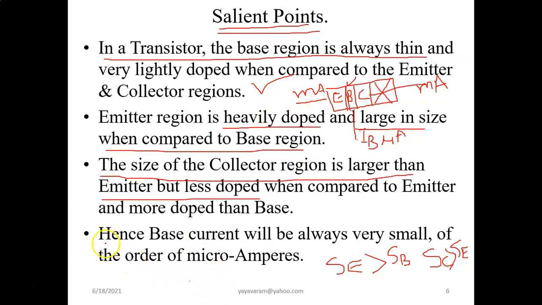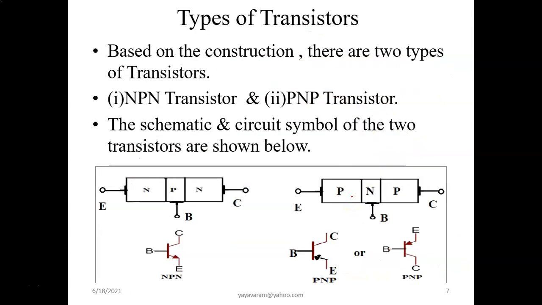And hence, as the base region is very, very small, base current will always be very small, of the order of microamperes. As a matter of fact, we can say that the base current is nearly 1,000 times smaller than the collector or emitter current, because it is in milliamperes and this is in microamperes. So that is one of the most important things.